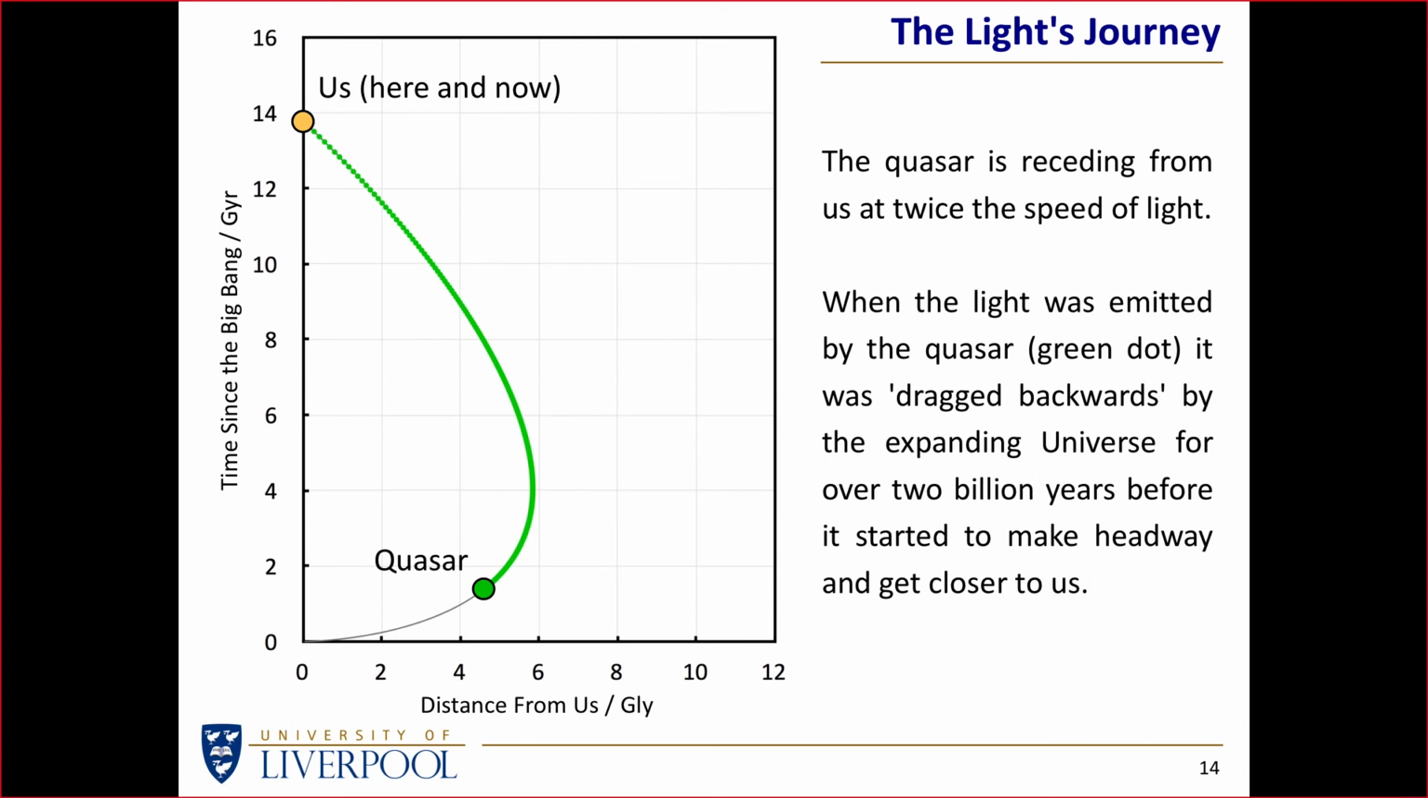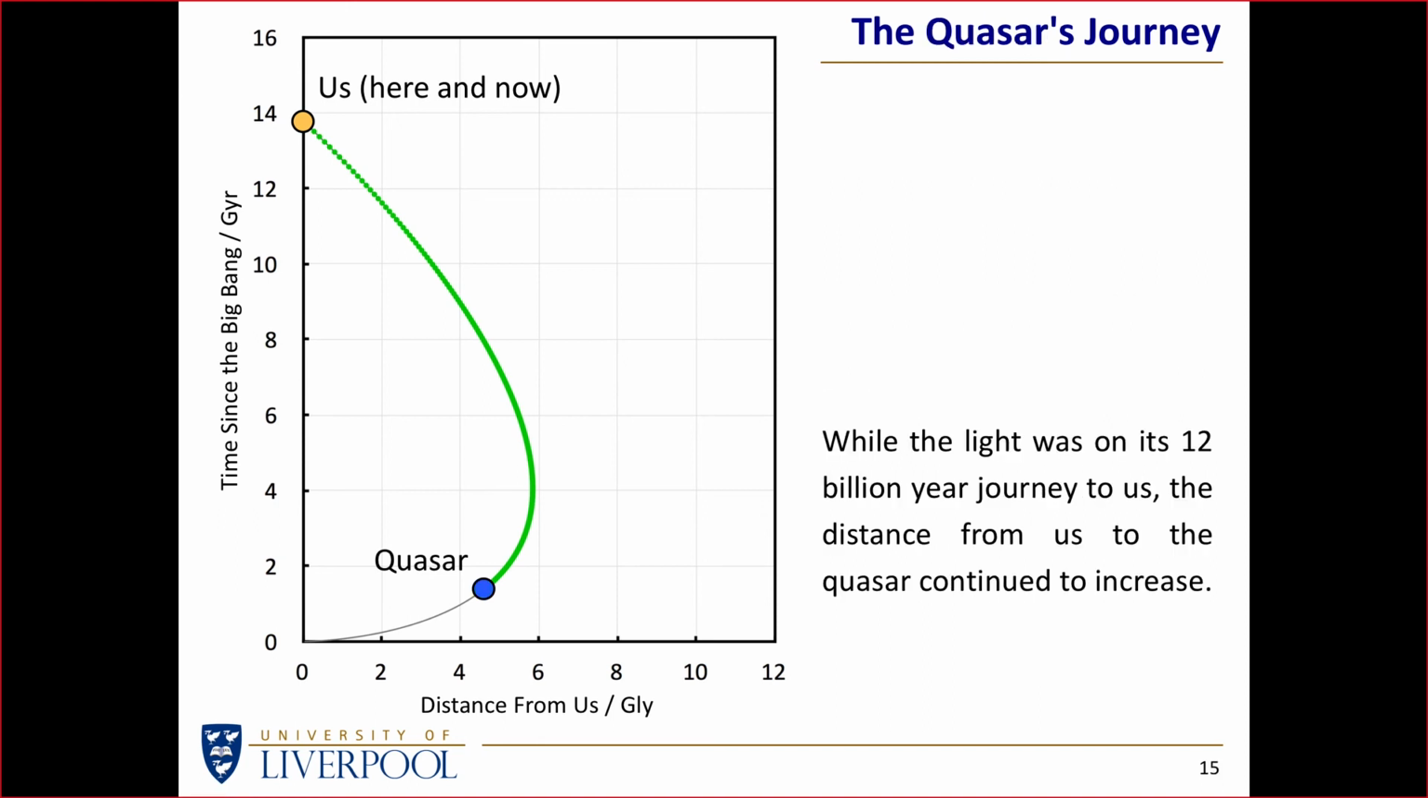Until this point where the cursor sits at the moment. If the cursor is there, that tells us at about 4 billion years after the Big Bang, that's the point at which the light starts to make progress and then ends up coming towards us and arrives at us 13.8 billion years after the Big Bang, something like 12.5 billion years after the light left the quasar in the first place. So the fact that the light is trying to get to us but is being dragged backwards for a substantial amount of time, a couple of billion years at least, is again a rather incredible result of its journey.